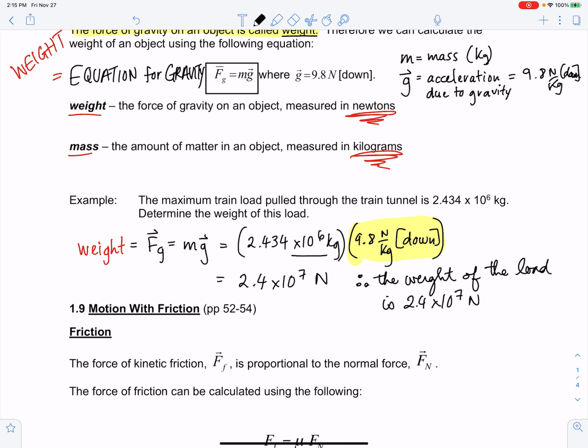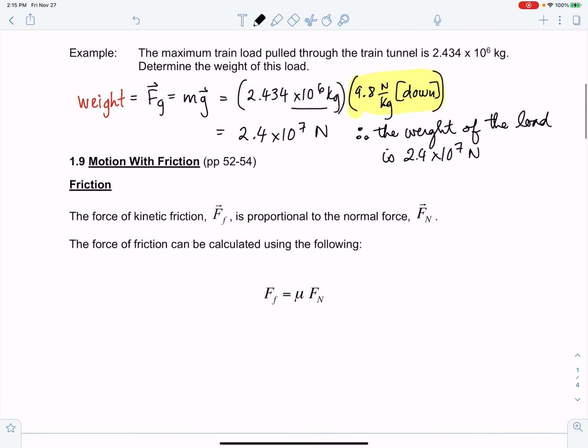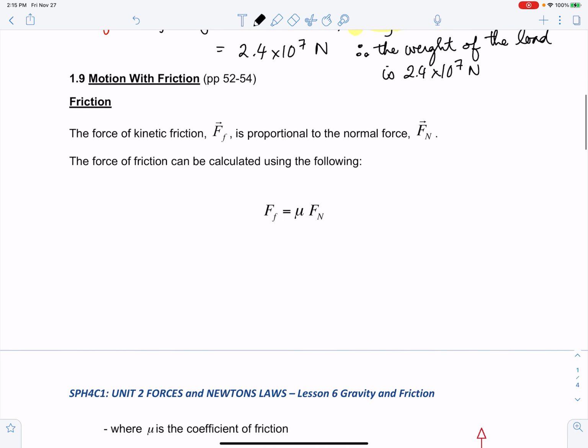Okay, let's move on to our next section, which is called friction. We described earlier two types of friction: kinetic friction, and that's the friction that is present in moving objects, and static friction, and that is the friction that is present when objects are at rest on a surface. So the force of kinetic friction, F with the subscript F, is proportional to the normal force. And we described the normal force in our previous section as the force with which a surface presses up on an object.